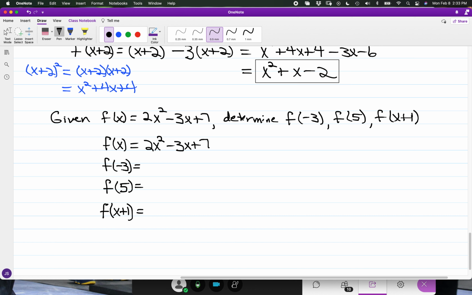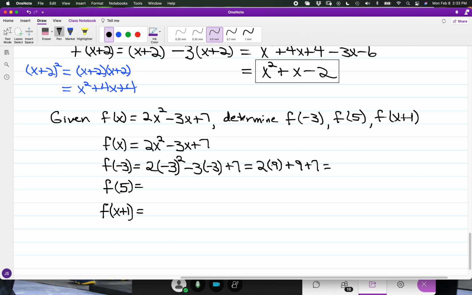So with x at negative 3, your corresponding y value is going to be the result from taking 2 times the square of negative 3, and we have minus 3 times negative 3, followed by the addition of 7. And here we have 2 times, now the square of negative 3 is going to be a positive 9. And we have negative 3 times negative 3 becomes a positive 9. And we have plus 7.